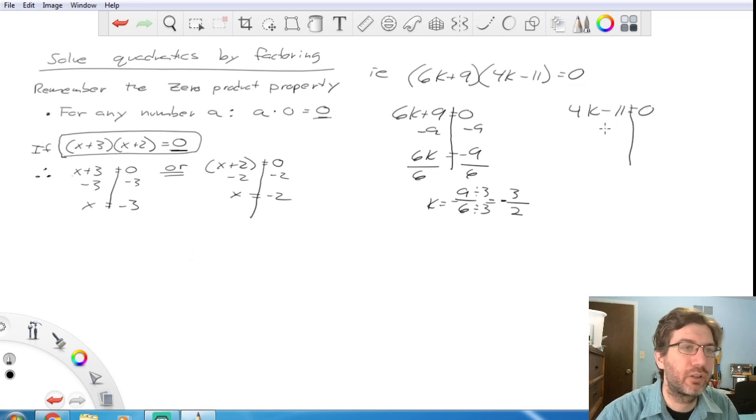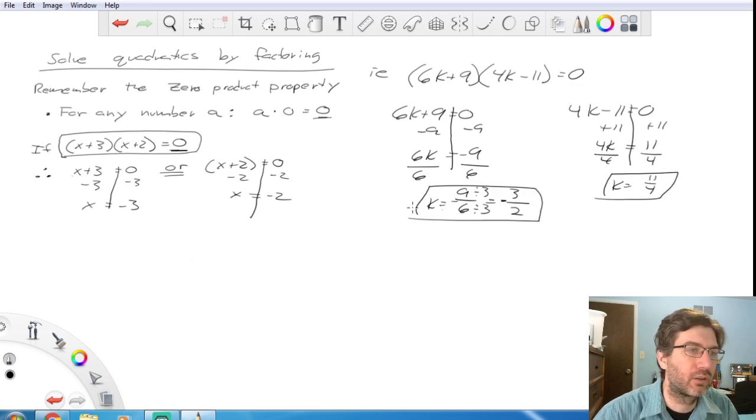And over here you're going to get plus 11, plus 11. 4k equals 11. Divide that by 4. Divide this by 4, and you get k equals 11/4. So you have your two answers right there. And if you plug them in, it would solve out just to get your 0.